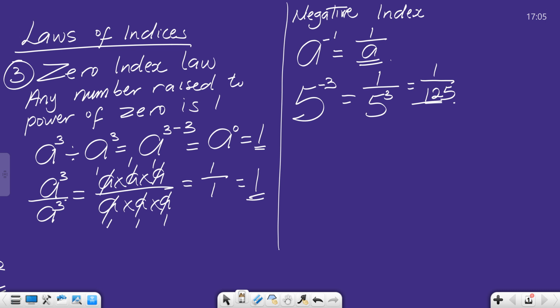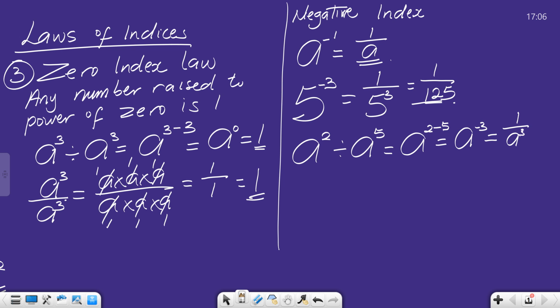Now, to better explain this, let's use the second law. Let's assume I have a raised to the power 2 divided by a raised to the power 5. Then, using our division law, it will be a raised to the power 2 minus 5. And that will give me a raised to the power minus 3, and that will give me 1 all over a raised to the power 3.